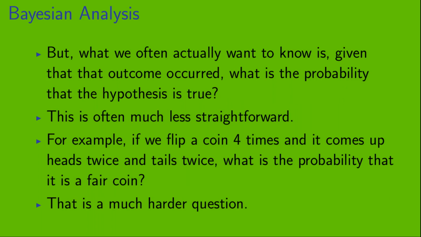But what we often actually want to know is, given that the outcome occurred, what is the probability that the hypothesis is true? This is often much less straightforward. For example, if we flip a coin 4 times and it comes up heads twice and tails twice, what is the probability that it is a fair coin? That is a much harder question.